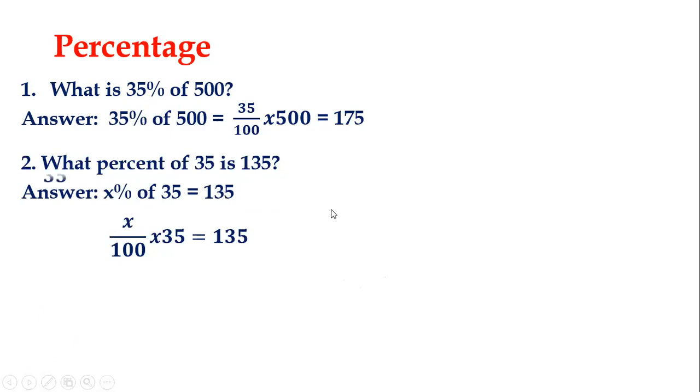I am going to simplify this. That means X equals, I am going to take the numbers to the opposite side, 135 multiplied by 100 over 35. Now I am going to simplify this. This is 450 percent.